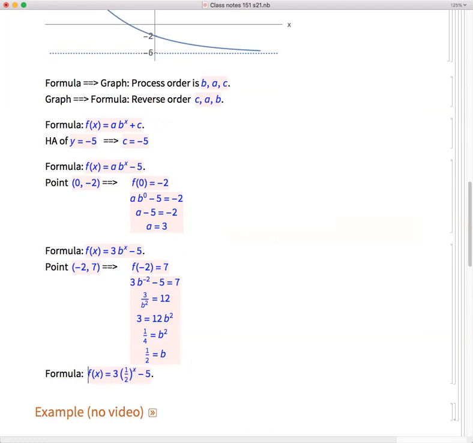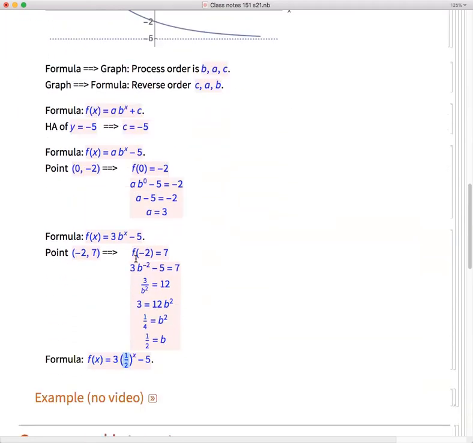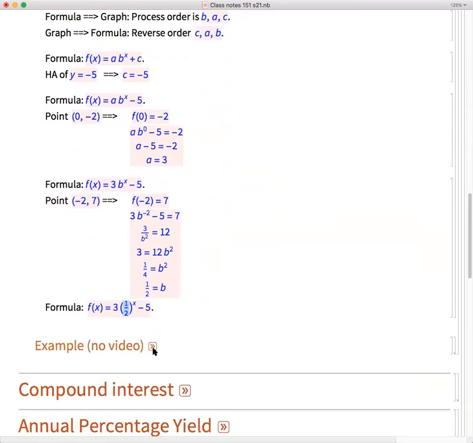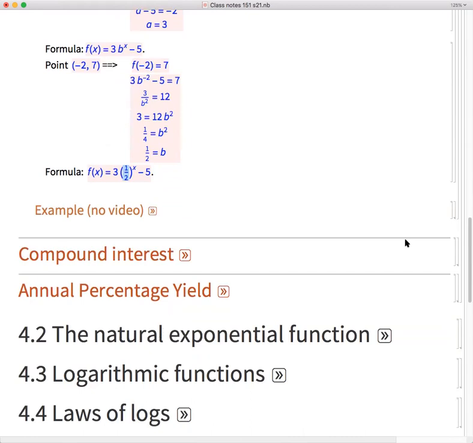And just as a quick check here, having this base between 0 and 1 looks good, because what we are seeing here is a falling exponential, one that has left arm up. So that seems consistent with our answer. Okay, another example here that will just be in the PDFs, not in the video.